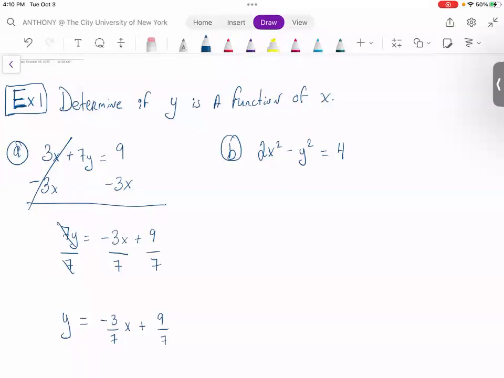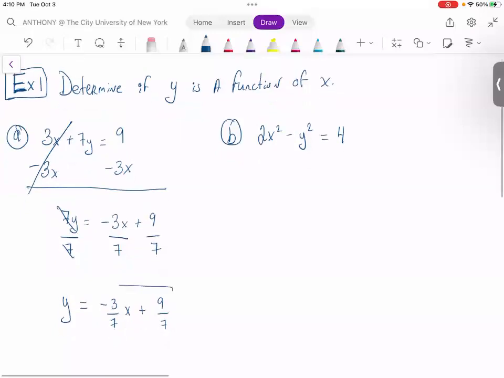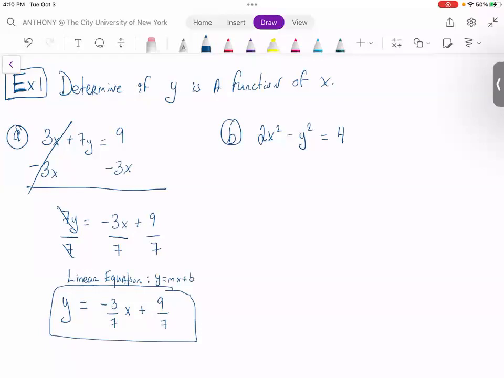Now, when you look at this equation, when we rewrote the original equation, y is now isolated by itself here. What type of equation does this look like? Well, it looks like the slope-intercept form, right? It looks like an equation of a line. So in this problem, this first equation is a linear equation. And we know that a linear equation in this format looks like y equals mx plus b, where m is your slope and b is your y-intercept.